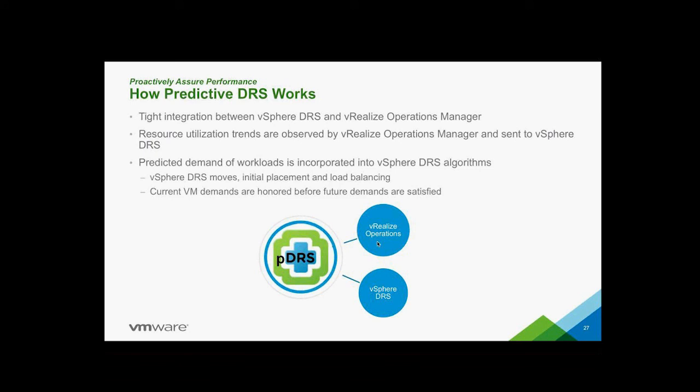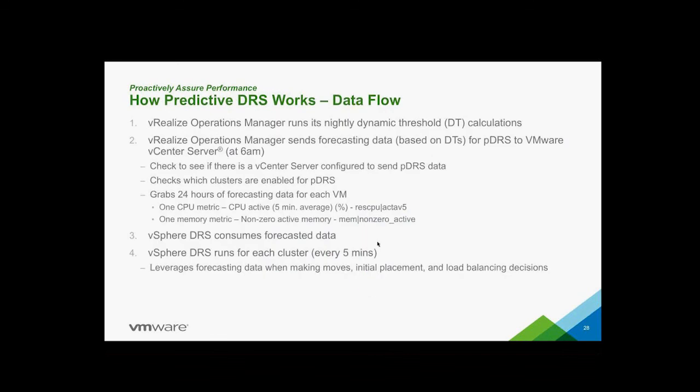So looking at the data flow, vROps basically runs a nightly DT calculation. Now that is dynamic threshold. By default, it's at 2 a.m. local time of that vROps deployment. Once that DT is calculated, the forecasted data is sent for Predictive DRS to VMware vCenter Server. And this is done at 6 a.m. So that handoff happens at 6 a.m.